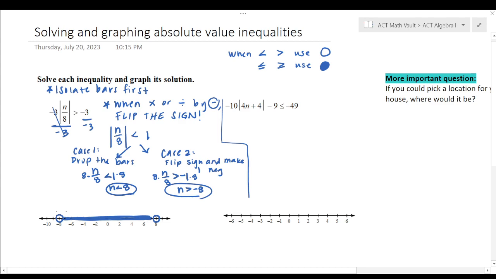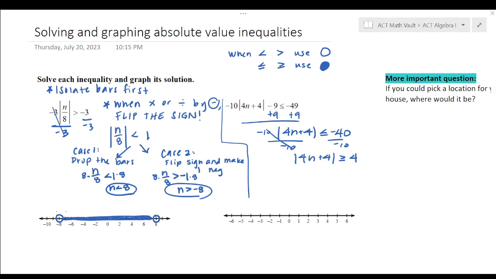We have addition inside the bars. Remember, we must isolate the bars, what's in the bars first. So I'm going to add 9, add 9. -10 |4n + 4| less than or equal to -40. Okay. I'm going to divide by a negative. What do we do? Well, we must flip the sign. So notice that I'm flipping the sign before I even drop the bars. And that's what happened in the first one too.